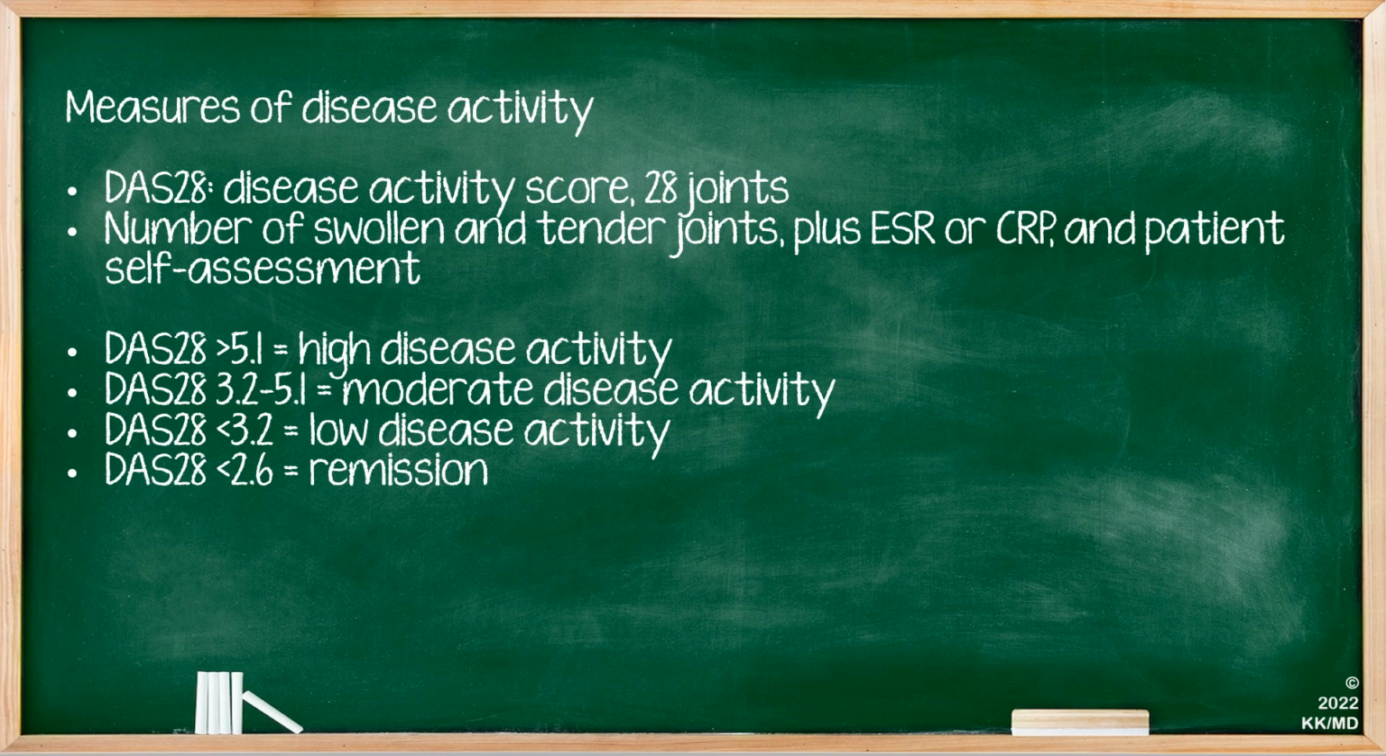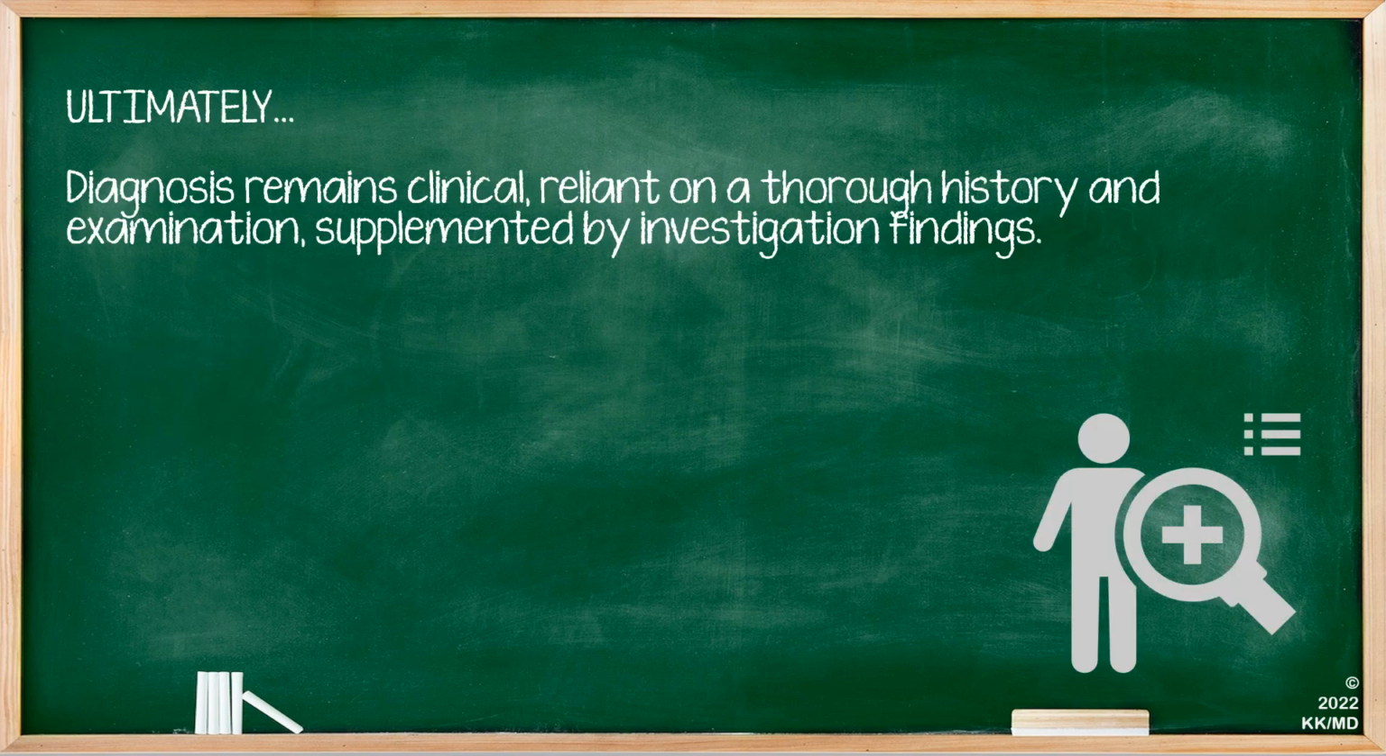High disease activity is denoted by a DAS-28 of more than 5.1. From 3.2 to 5.1, it's denoted as moderate, and less than 3.2 is low disease activity. If the DAS-28 is less than 2.6, the patient is said to be in remission. Taking all of that together, ultimately, diagnosis remains clinical, reliant on a thorough history and examination, supplemented by the investigation findings, including those we have discussed.